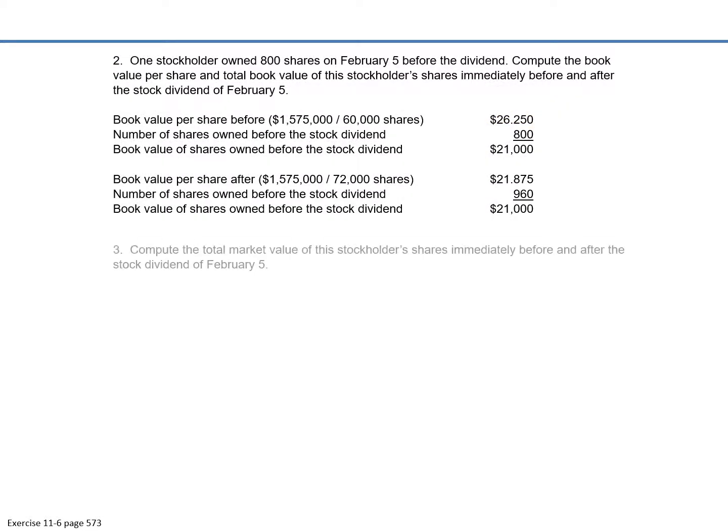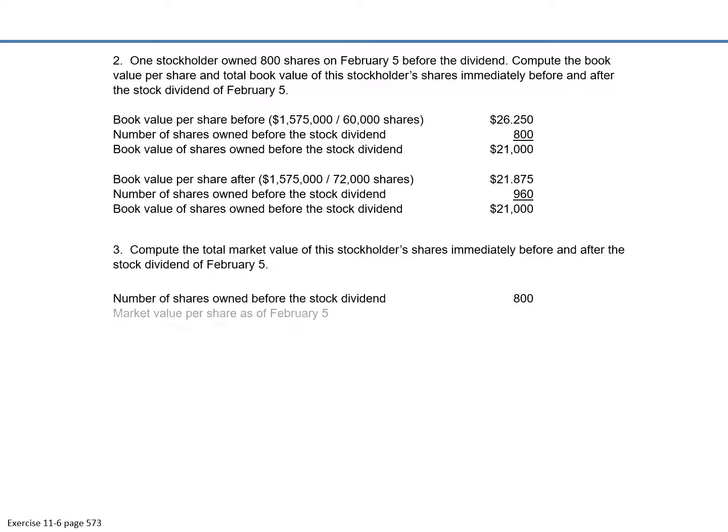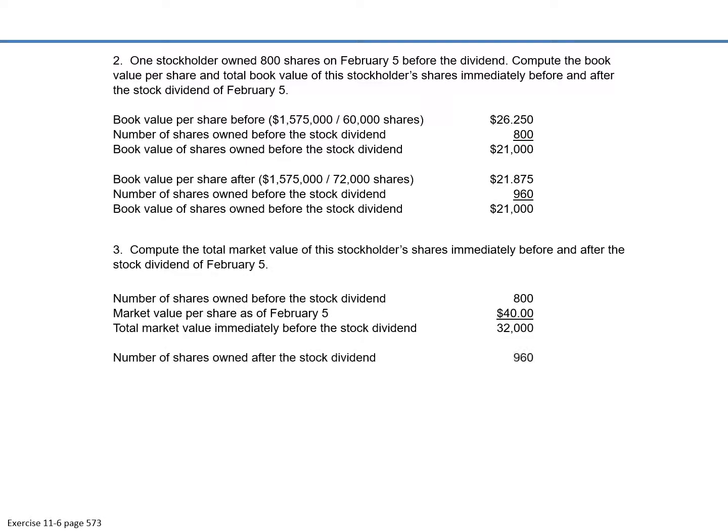All right. Then in number 3, compute the total market value of the stockholder shares immediately before and after the dividend. So the number of shares owned before the dividend was 800. The market value on February 5th was $40. 800 times 40 is 32,000. After the dividend, he owns 960 shares. The market value they told us in the previous slide was $33.40. So it's $32,064 after the stock dividend. Okay.